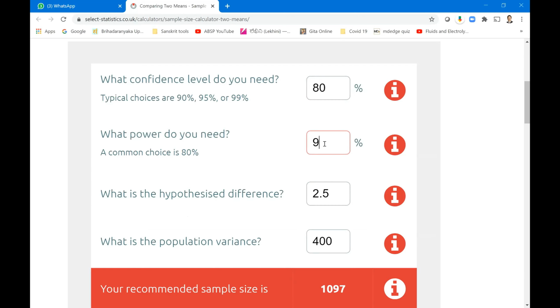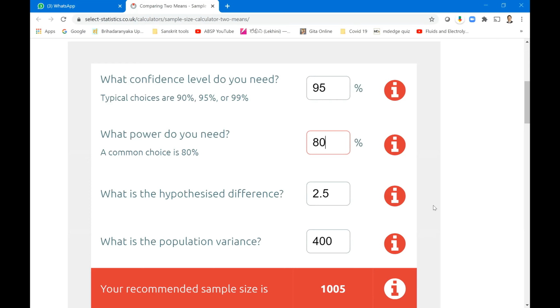Okay, so you understand, depending on the question, you either adjust the alpha error or beta error. Conventionally, alpha error 95, beta error 20. So 1 minus beta power is 80. And the hypothesis difference is 2.5 centimeters more growth in the intervention group compared to any one of the 2 groups. That is what we hypothesize.